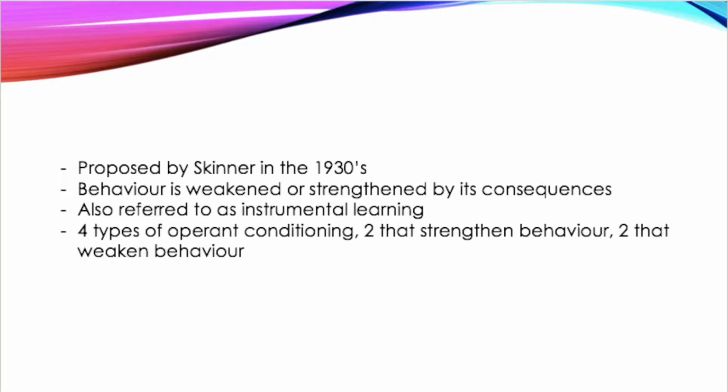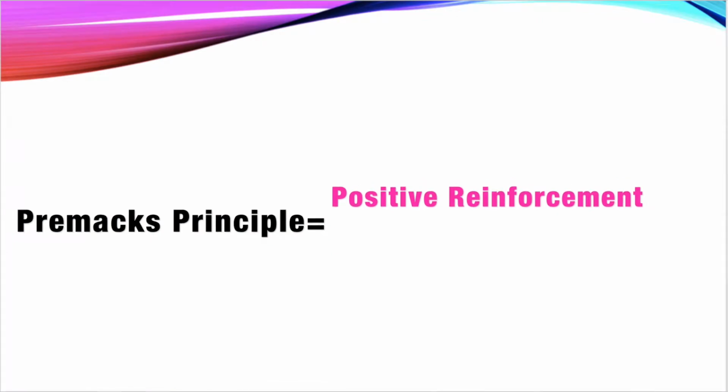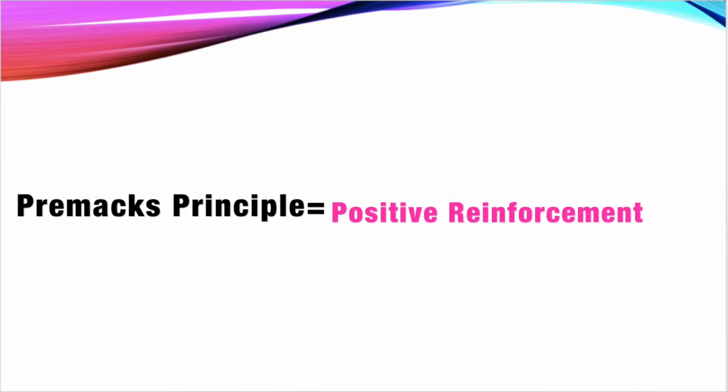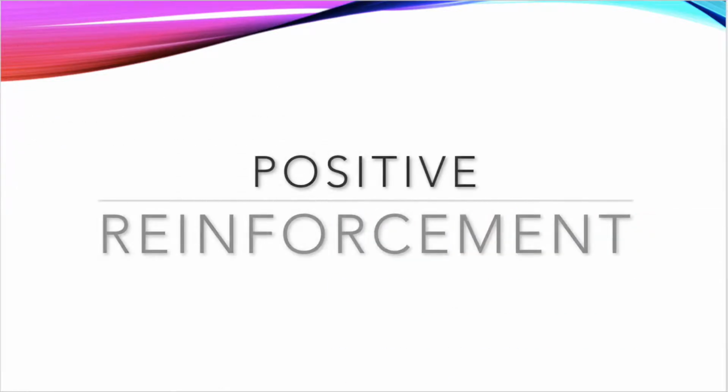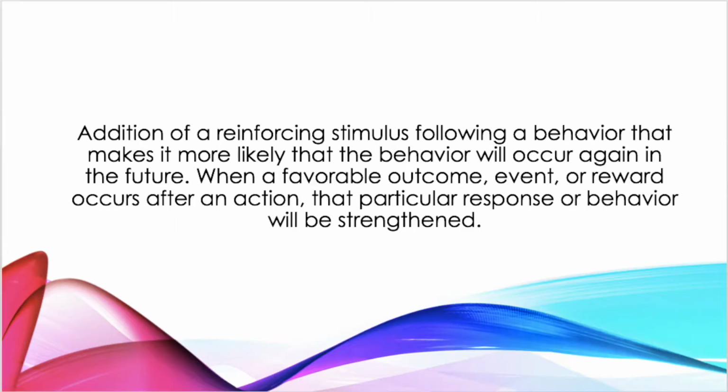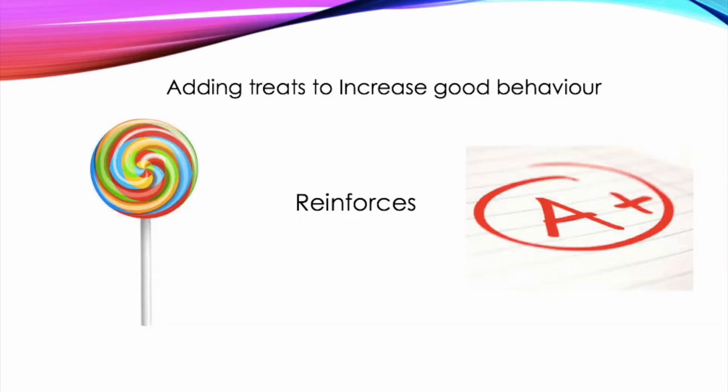There are four types of operant conditioning: two that strengthen behavior and two that weaken behavior. Premack's principle falls under one of Skinner's types of operant conditioning, which is positive reinforcement. In operant conditioning, positive reinforcement involves the addition of a reinforcing stimulus following a behavior that makes it more likely that that behavior will occur again in the future. When a favorable outcome, event, or reward occurs after an action, that particular response or behavior will be strengthened. For example, adding treats to reinforce getting good grades on an assignment.